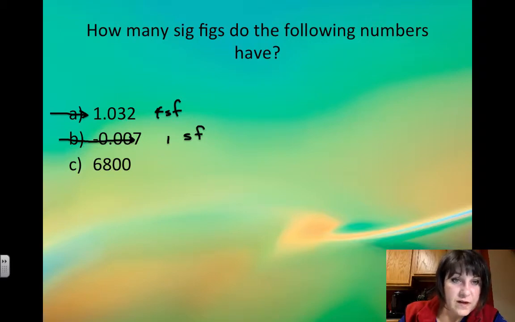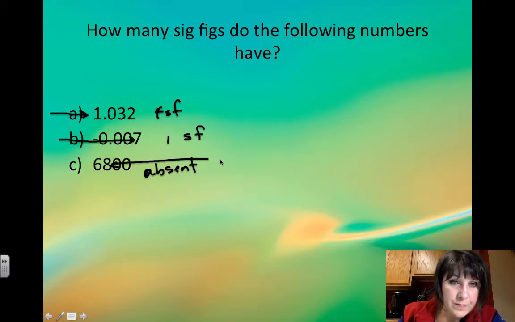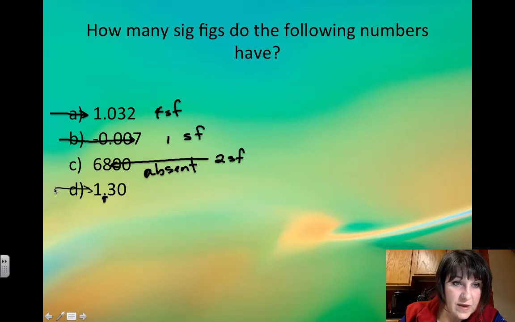On my next one, there's no decimal. The decimal is absent, so I'm flying in from the Atlantic side until I hit a non-zero number. The first one is the 8, and so I have 2 sig-figs in this number. Here a decimal is present, so I'm going to start from the Pacific side, and I smash into a non-zero number right away. So 3 sig-figs here.